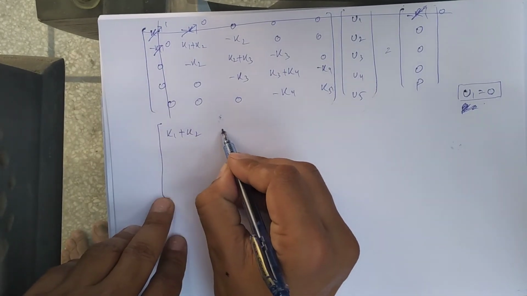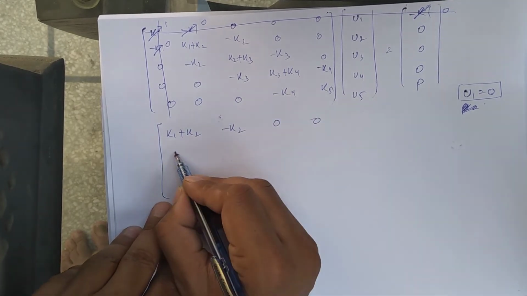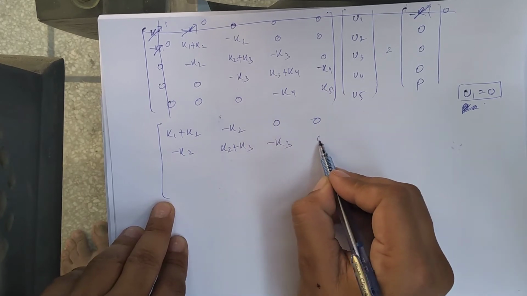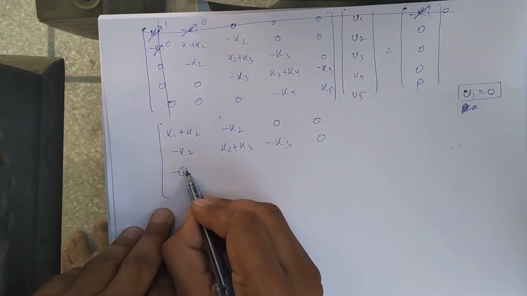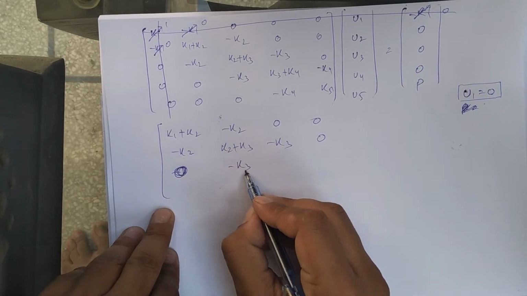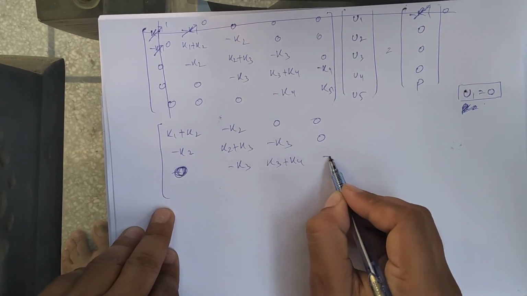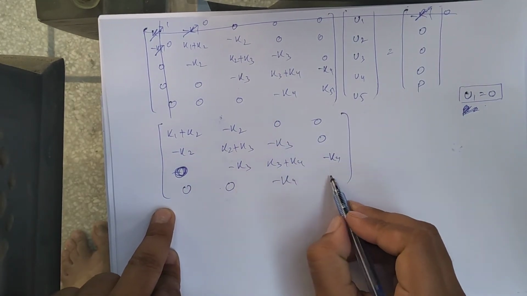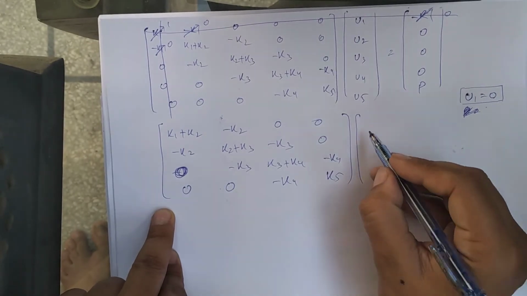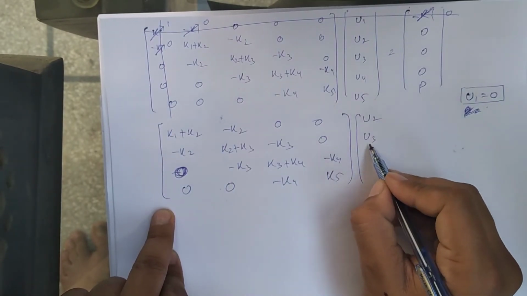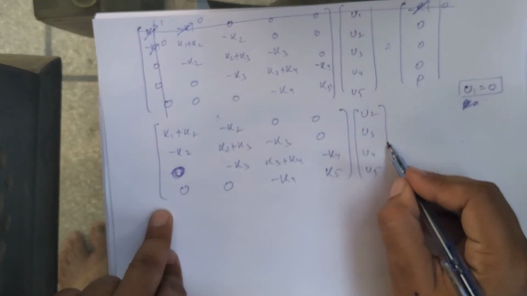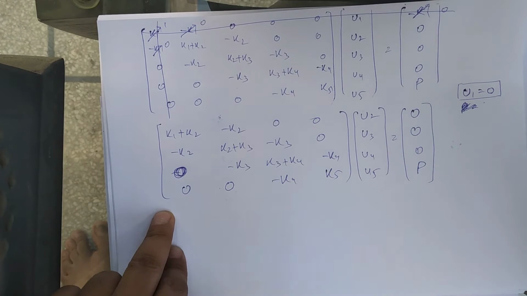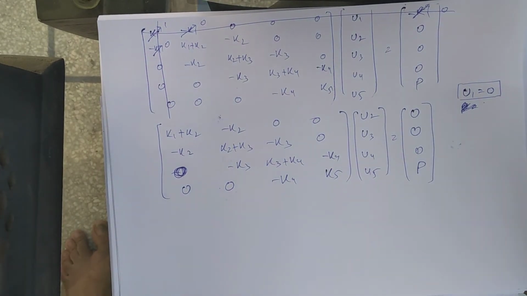K1 plus K2 minus K2 0 0. So minus K2 plus K3 minus K3 0. We have my 0 here for minus K3 plus K4 minus K4. We have 0 0 minus K4 and K5, and we will multiply it with U2, U3, U4 and U5, and that will be equal to 0 0 0 and P. Now comes the solution phase.